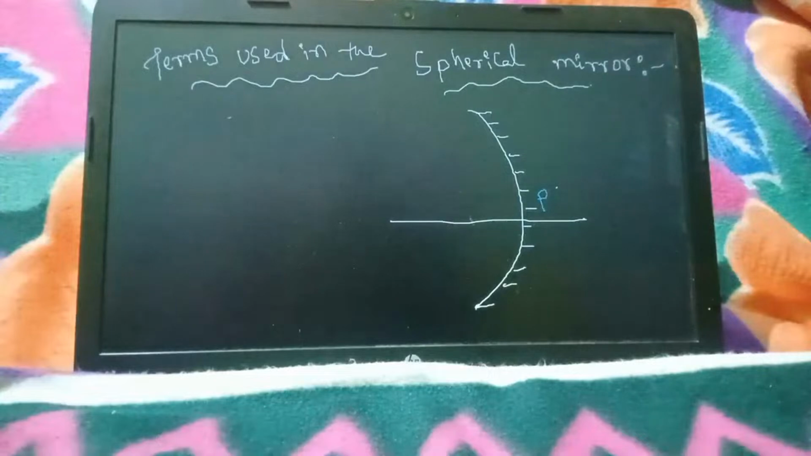After reflection, light rays. Actually, it is a part of the sphere. So this is a part of the sphere, right? It is a part of the sphere.